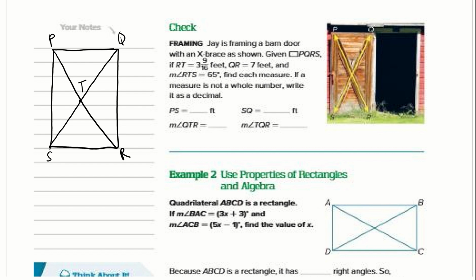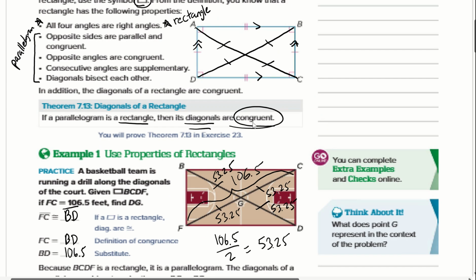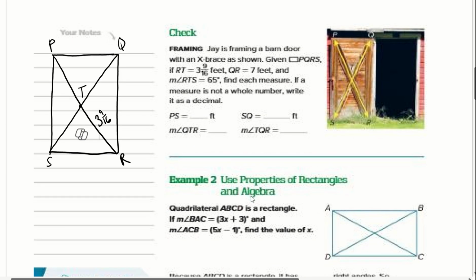It says RT is 3 and 9/16 feet. But we know that according to theorem 7.13, right here, the diagonals have to be congruent, and so each of these parts have to be the same. So that means all of these are congruent here. This is 3 and 9/16. This is 3 and 9/16. And this is also 3 and 9/16.